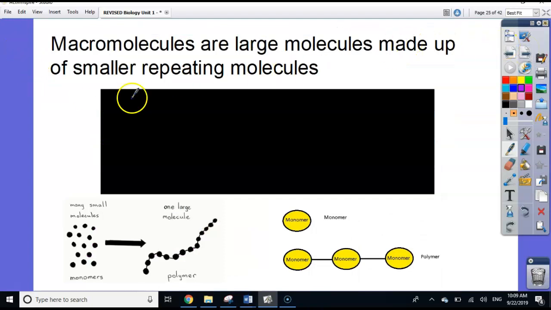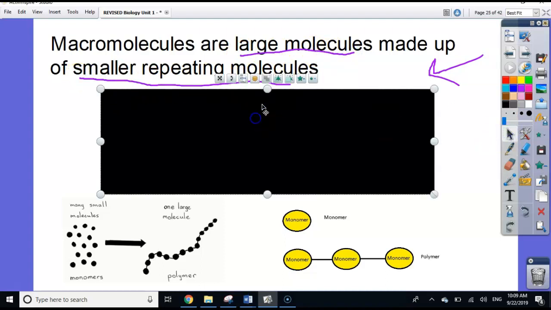All right, next thing, you don't necessarily need to write down this top part, okay? But macromolecules, they're large molecules, we know that, and they're made up of smaller repeating molecules. Again, you don't need to write that down. Let me give you an example, okay? How many of you have built something out of Legos? Okay, let's say you want to build a Lego castle, all right? So you and your brother make a Lego castle. Well, that Lego castle is built out of smaller building blocks.